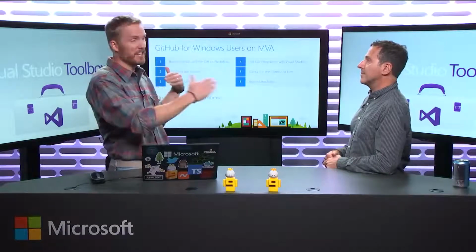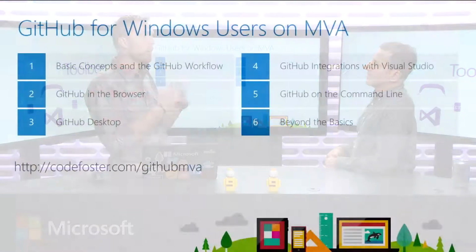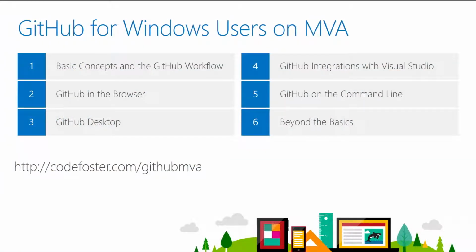codefoster.com/GitHubMVA. So if you want 6 hours of training on GitHub specifically for Windows users, go here and you can see that we talk about the basic concepts, but then we talk about GitHub and we do the whole workflow in the browser so you can get a feel for what it is that GitHub offers you natively out of the box, not with any tooling or operating system specific stuff. And then we talk about some client tooling. GitHub Desktop is like if you're a Windows user and you like your applications and you want to use Git, then you can use GitHub Desktop. And it's a very capable client. It's a beautiful client. But then you can also use integrations in Visual Studio, and that's what we'll talk about today. Or you can do the command line.